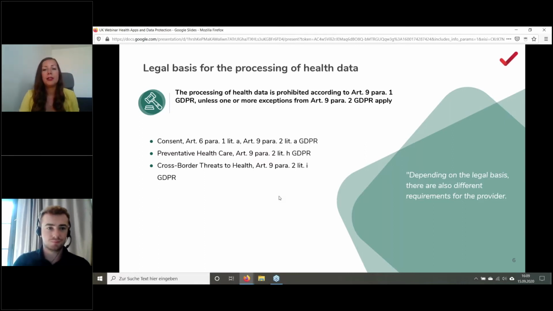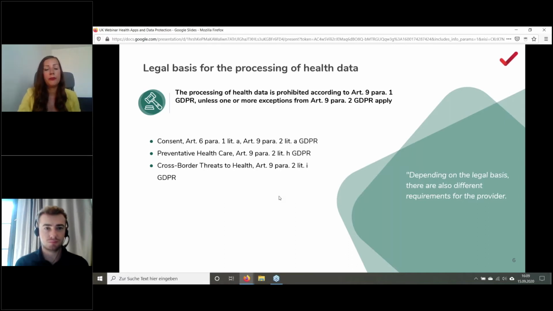But here there is a specific requirement, as you can use this legal basis only on the basis of Union or member state law, which provides a suitable and specific measure to safeguard the rights and freedoms of the data subject. And such a law is unfortunately not in place yet. So at least for the COVID tracing apps, this is not an appropriate legal basis.